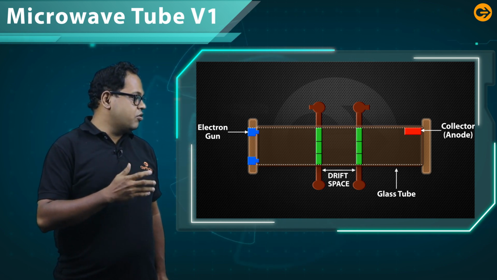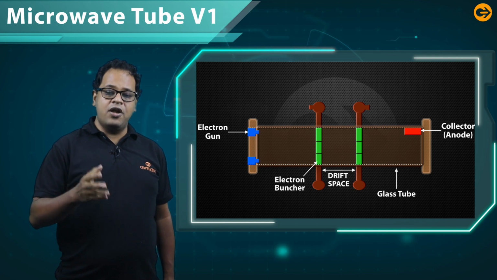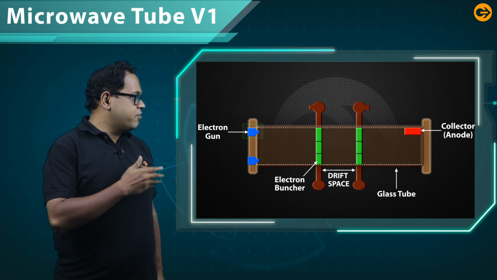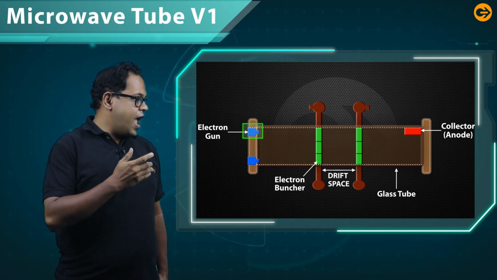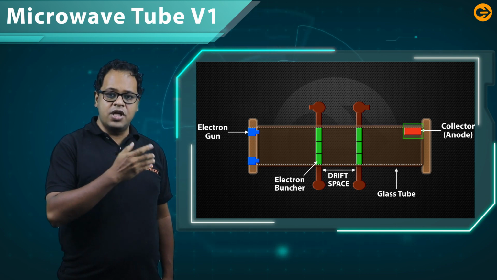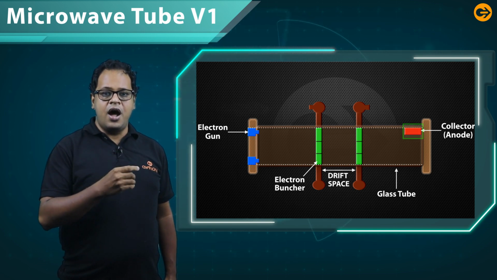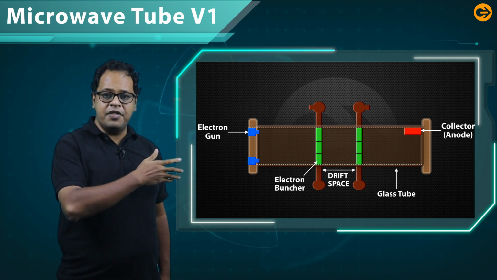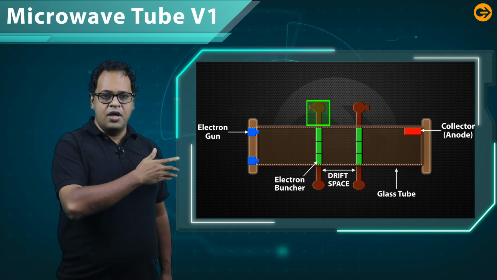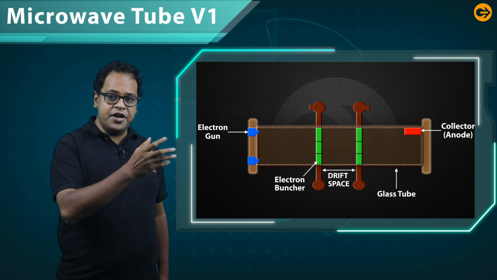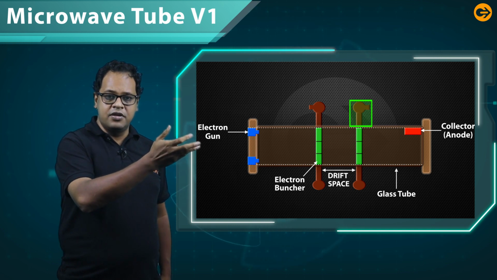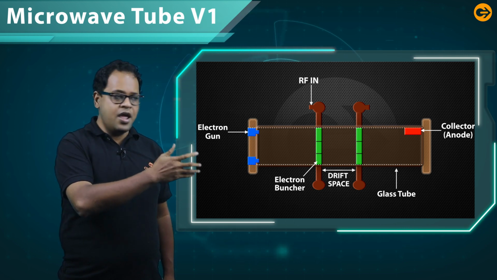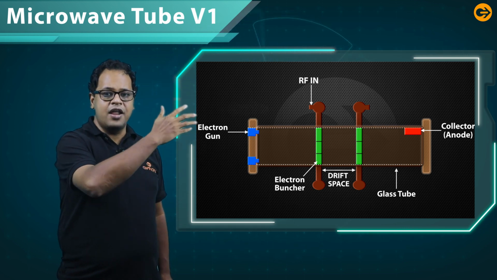And there are also two electron beams around these two cavities. The electron is generated from the electron gun, it is amplified and collected at the collector. Here a radio frequency or RF signal is applied at the first cavity and the signal is collected at the second cavity. The first cavity input is known as RF in and the output is known as RF out.